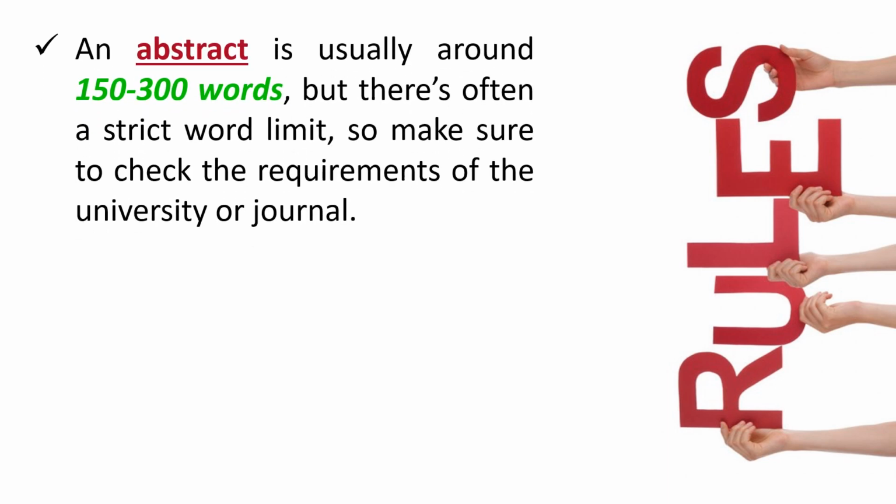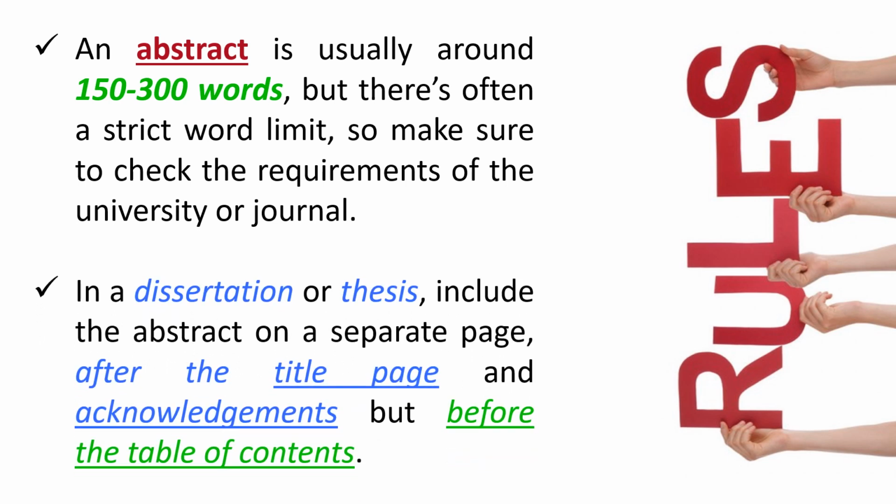Here are some rules that you should bear in mind in writing your abstract. An abstract is usually around 150 to 300 words, but there's often a strict word limit. So make sure to check the requirements of your university or college because it depends on the instruction of your professor or your teacher. In a dissertation or thesis, include the abstract on a separate page after the title page and acknowledgments, but before the table of contents.